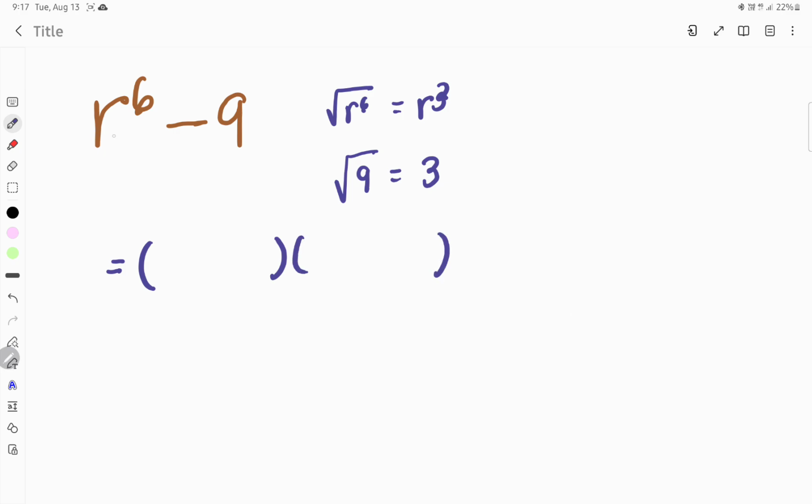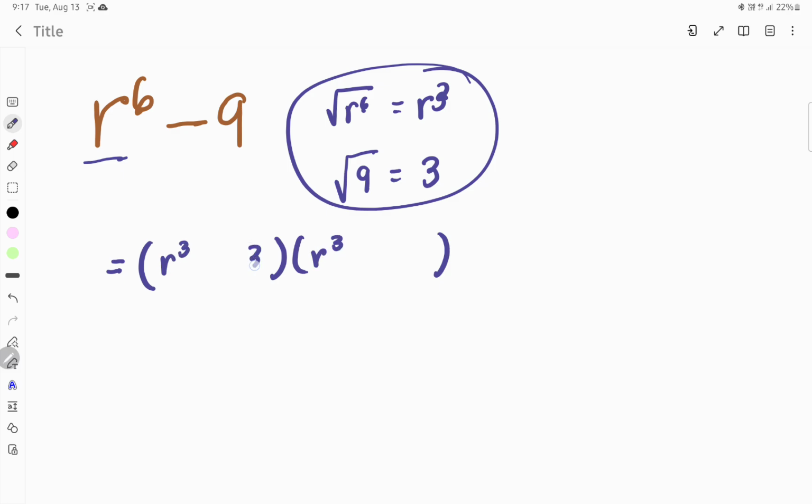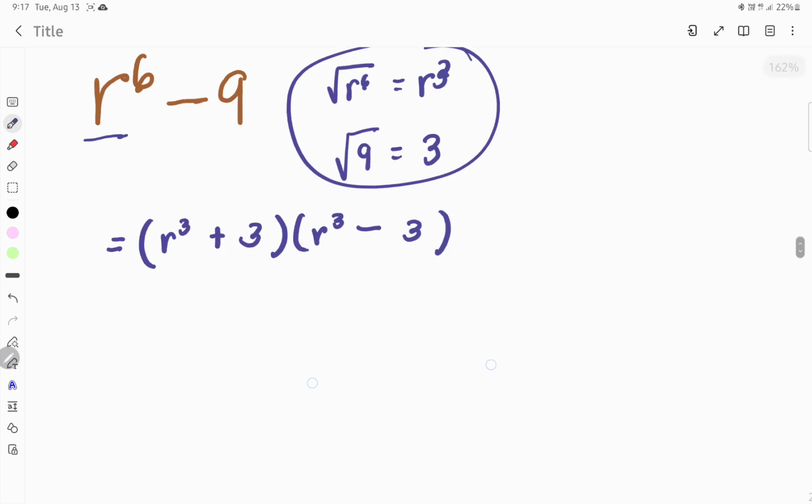Now, getting the square root of r to the 6, as you can see, this is what's happening in your brain. So, you can now get your answer. So, r cubed, and then we have 3, then another 3 here, then one would be plus, and the other one is minus, or one is a sum and one is a difference. And this is now the factor of r to the 6 minus 9.